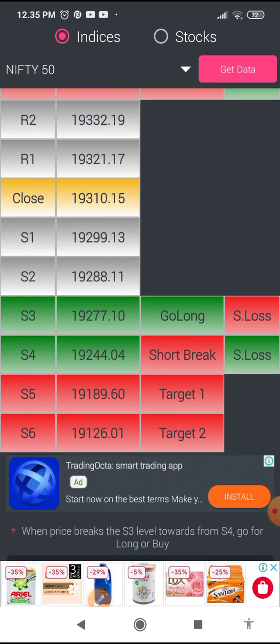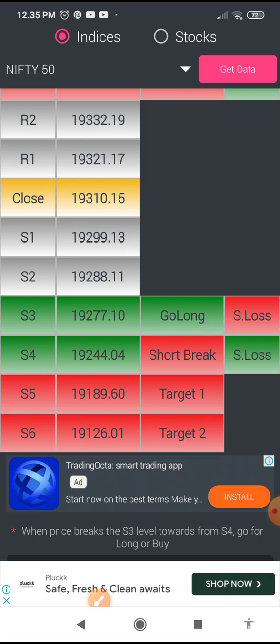But if you consider the lower side, that is if Nifty comes down and goes below S3, you get a bearish candle at S4, which is 19244. Then it is a short break. A short break means that it is going to go down. And till where it will go down? It will go down till target 1, which is S5, and target 2, which is S6.